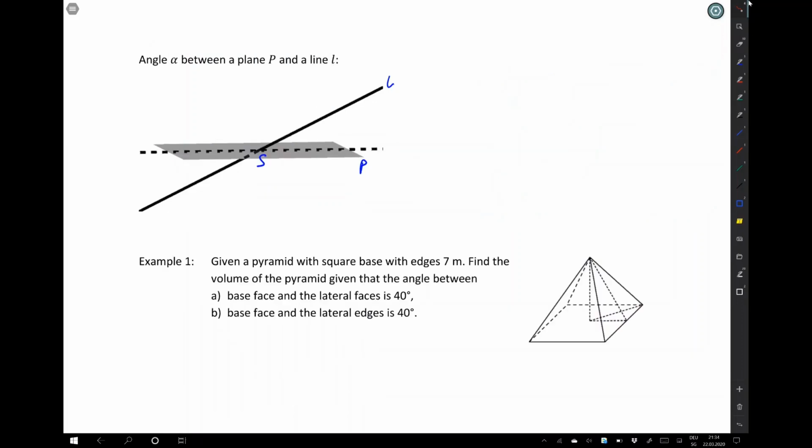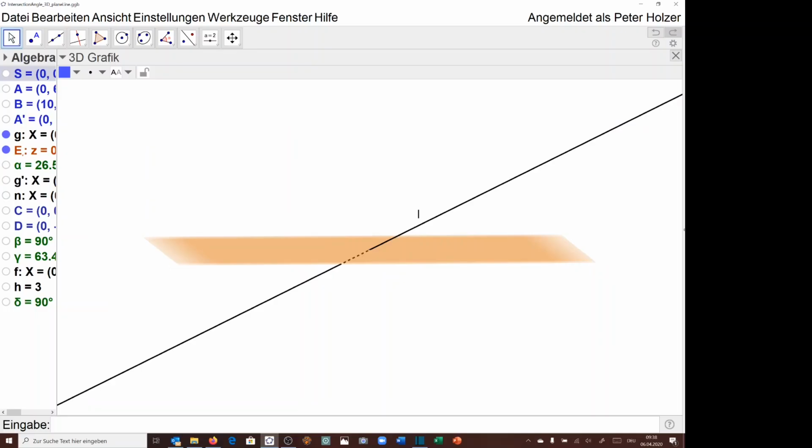Now we want to look at the angle between a line and a plane. So we have to find out what is meant by the angle between a line and a plane. Let us mark the point of intersection S between the line L and the plane. Then let us choose an arbitrary point A on the line L.